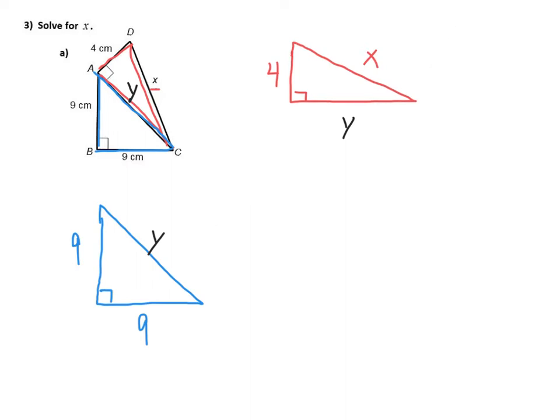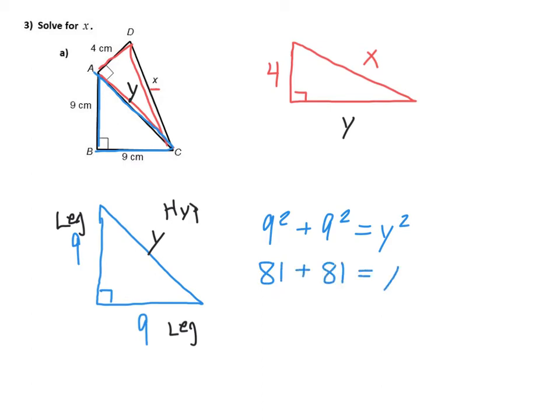So let's get started with the blue one then. So let's label our parts. It looks like in this case y is our hypotenuse, and 9 and 9 are both my legs. So when I go to set up my equation, once again, it doesn't matter where the legs are being plugged in. We have 9 squared plus 9 squared equals y squared. Looks like I'm going to end up with 81 plus 81 equals y squared. And finally, it looks like I end up with 162 equals y squared.